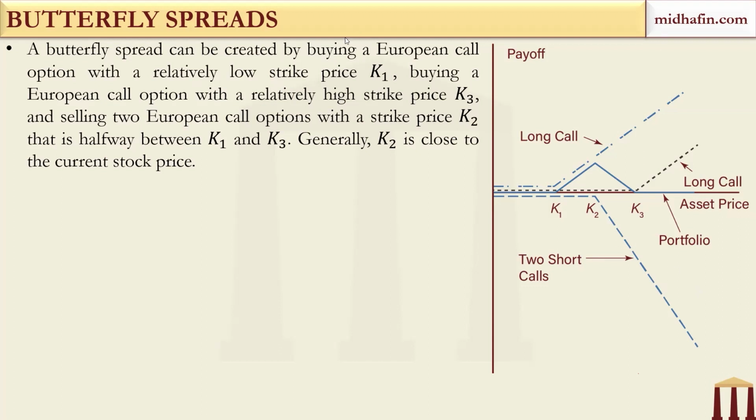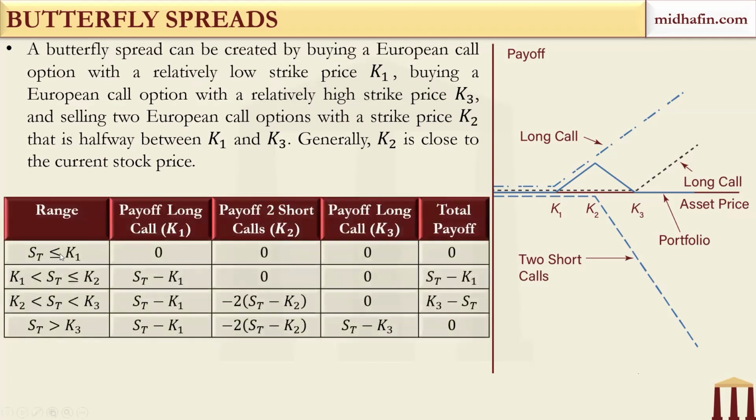And here my profits are pretty simple. My profits will look like this. When ST is less than K1, payoff 0. When ST is greater than K3, again payoff 0 on both sides. So that's why I said, if you're expecting that the underlying asset price will fluctuate within the two prices, K1 and K3 are the lower and upper bounds.